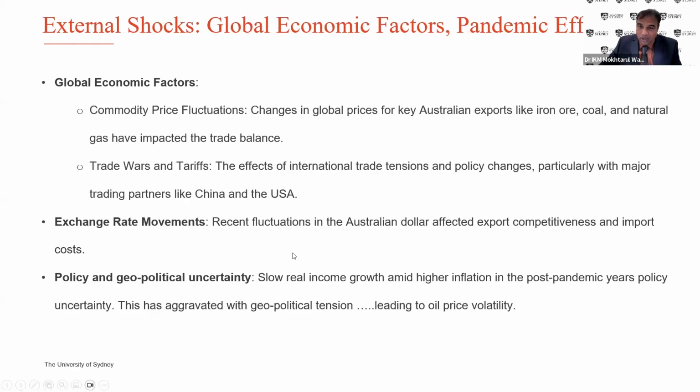Then, of course, very importantly, our exchange rate movement in more recent times has been a major concern. With a high exchange rate, we know that import prices go up and exports become less competitive, but import costs increase also. So that is also affecting our inflation rate domestically. And we have geopolitical uncertainty and policy uncertainty. We know that slow real income growth has been a concern for the last 5-6 years. Many economists and many policymakers are talking about the fact that in Australia we are not having much real income growth. Our real income growth has become rather stagnant more recently.